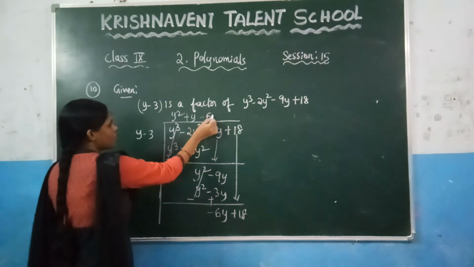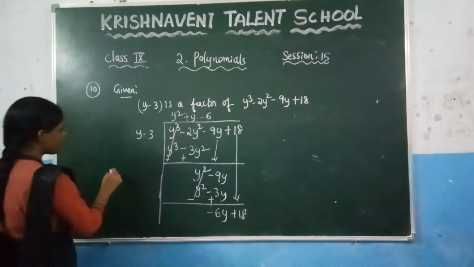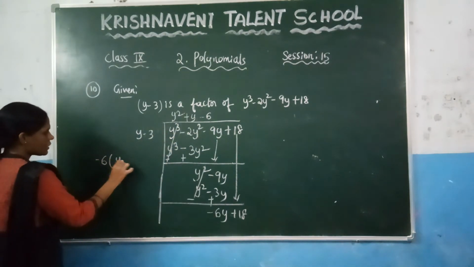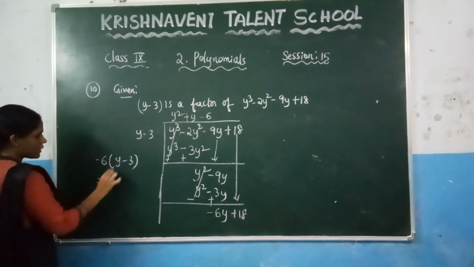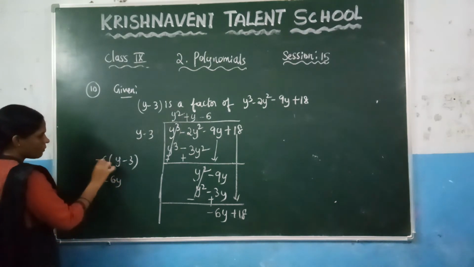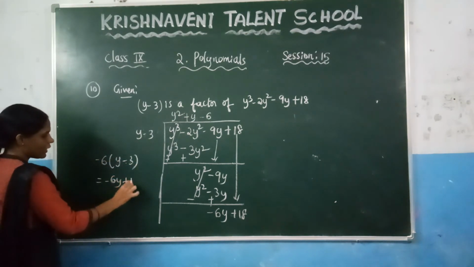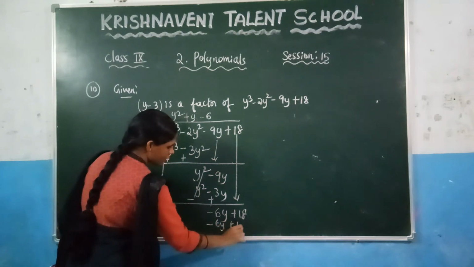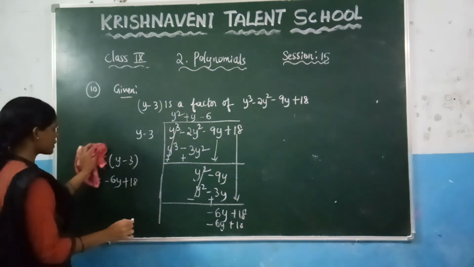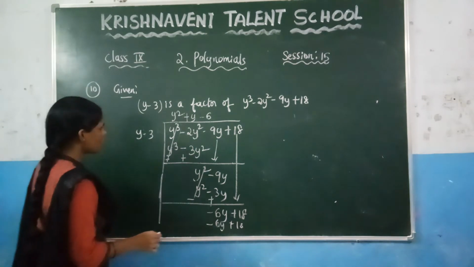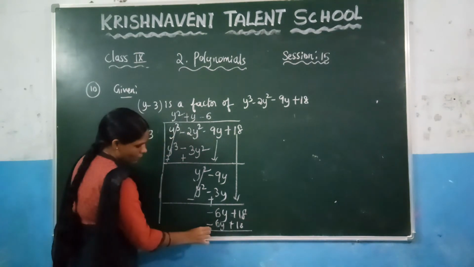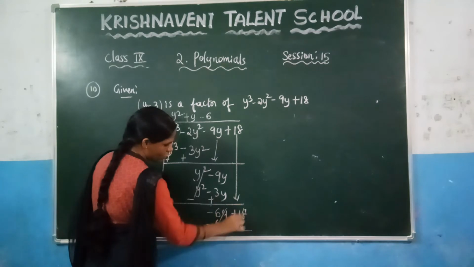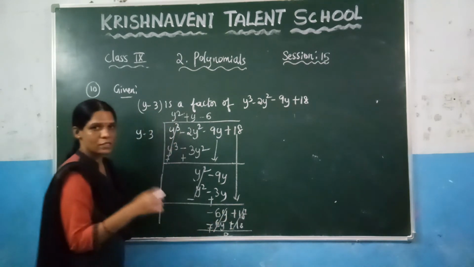Now you need to multiply this minus 6 to this term. So multiply, what you get: minus 6 into y minus 3. Minus 6 into y, which is minus 6y, minus into minus is plus 6 into 3, which is 18. So write this value here: minus 6y plus 18. And again, what is the next step? You need to change the symbols. So change it, plus minus, these two will get cancelled, and you got the remainder as 0.